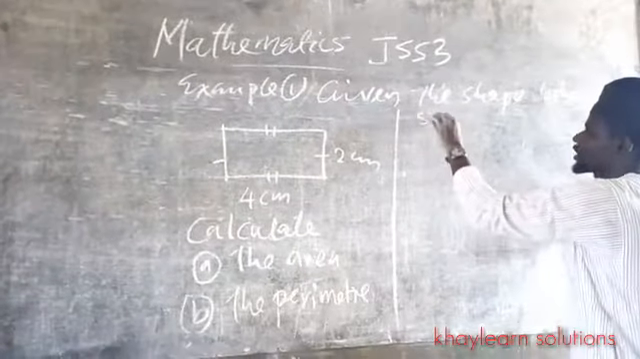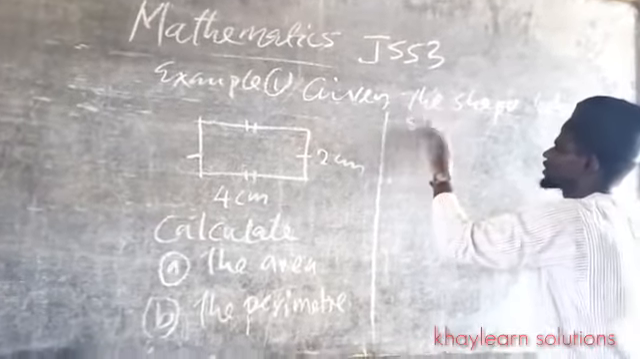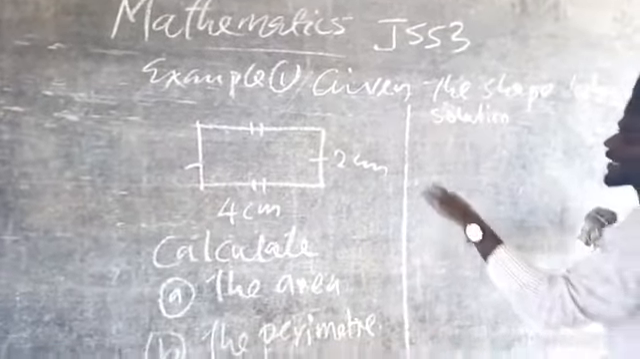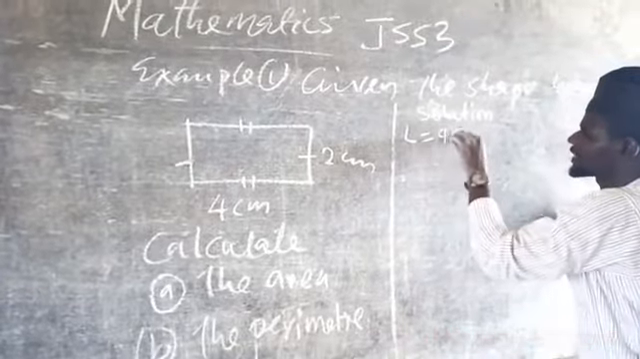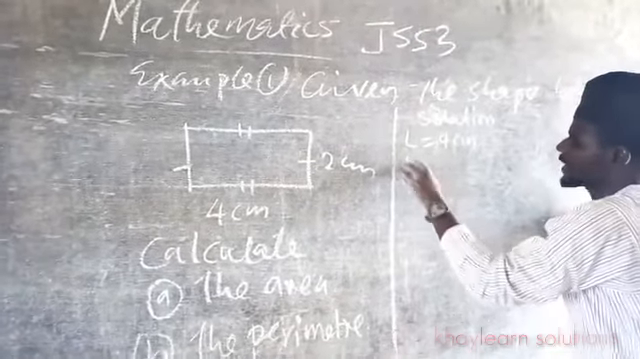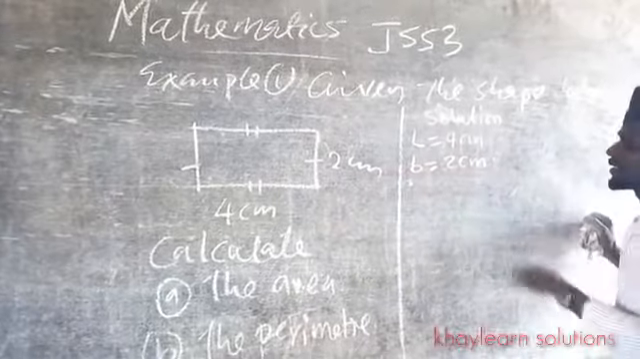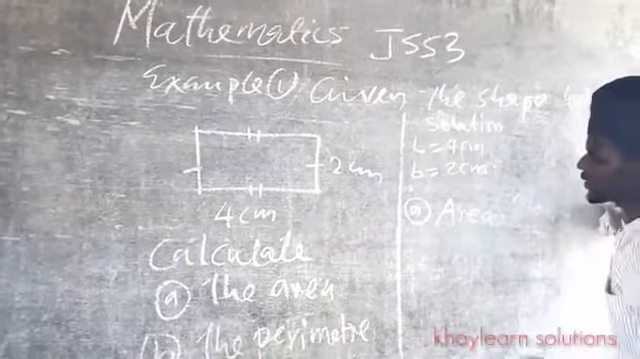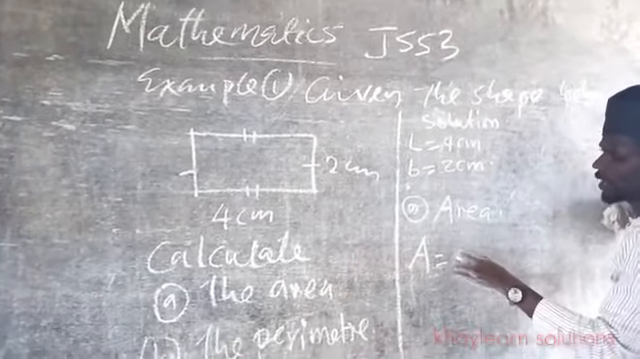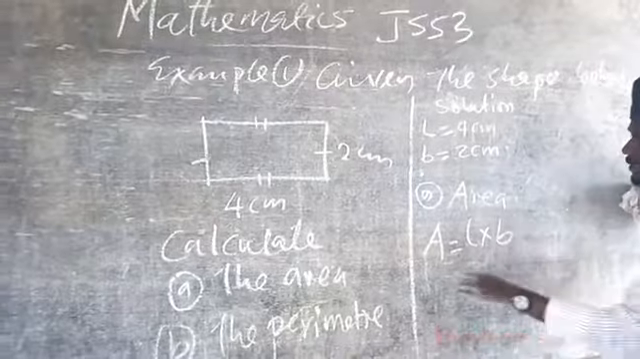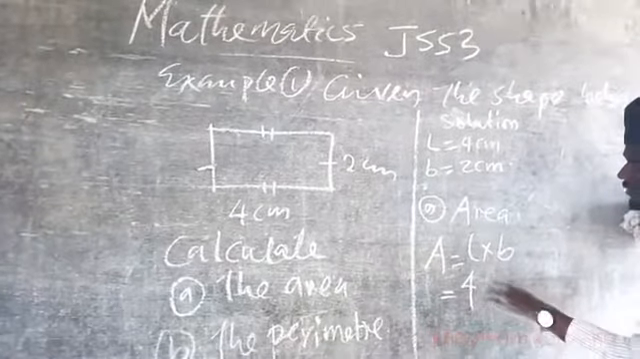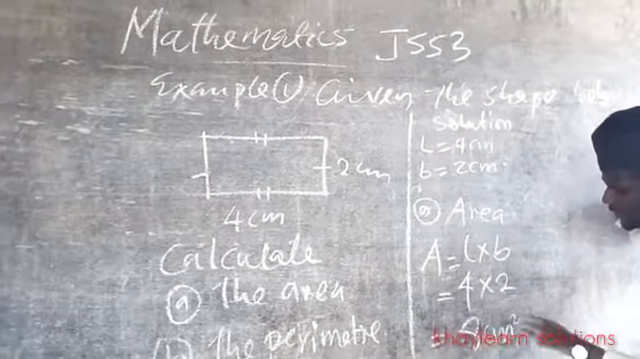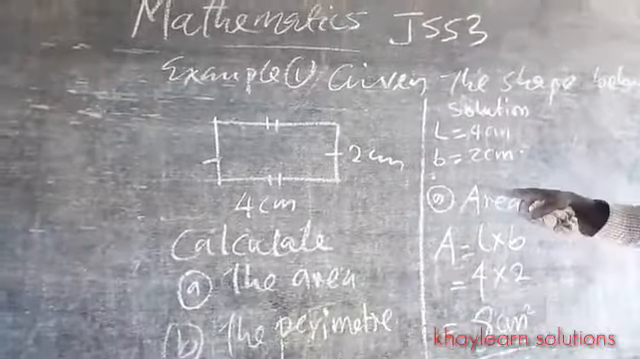Simple. After writing solution, we take our length to be 4 centimeters, as you're seeing. Your breadth is 2 centimeters. First of all, we're asked to find the area. So the area is A equals length times breadth. This equals 4 times 2. So what we have is 8 centimeters square. That is the area of that very shape.